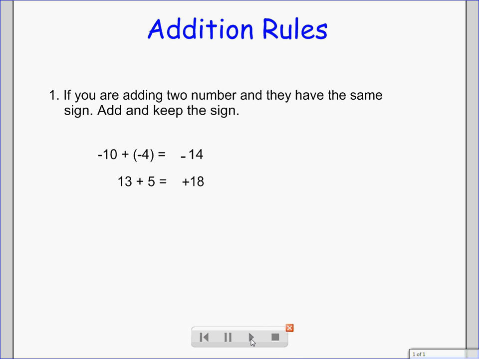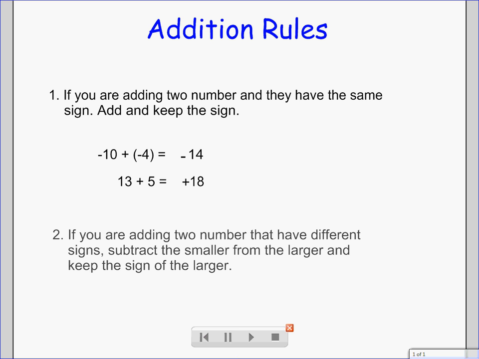Rule number 2. If you are adding two numbers that have different signs, subtract the smaller from the larger and keep the sign of the larger. Now, you can also say that for rule 1, because the signs are both positive or both negative, the sign of the larger is the sign that you keep.